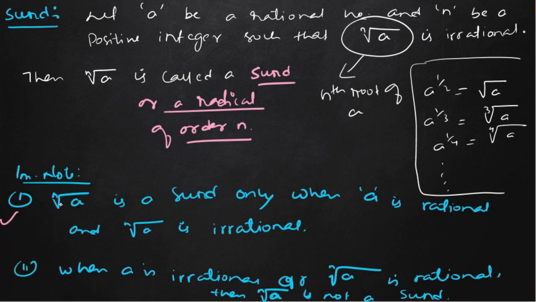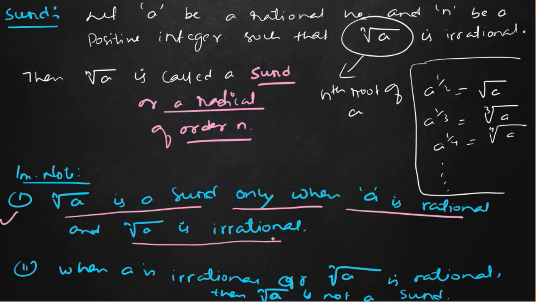There are two important notes. In note 1, the nth root of a is a surd only when a is rational. If a is rational and the nth root of a is irrational, then only we say that the nth root of a is a surd. But if the nth root of a is rational, then it is not a surd.